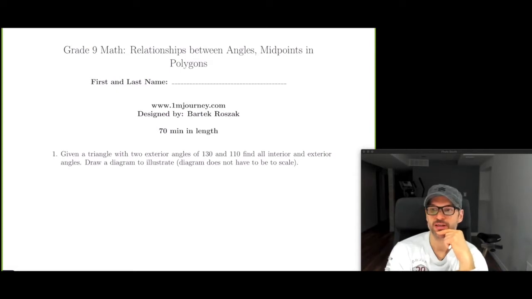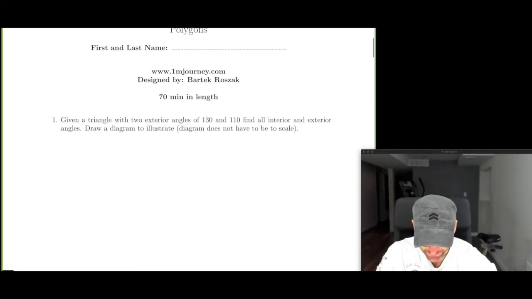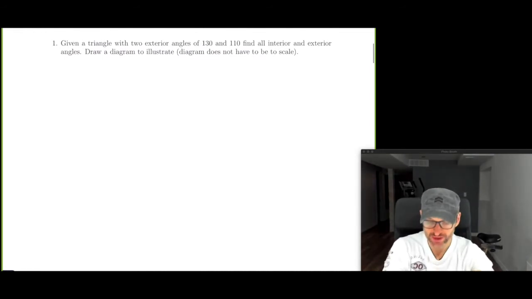All right, so question number 1. Given a triangle with two exterior angles of 130 and 110, I guess that's degrees, find all interior and exterior angles. Draw a diagram to illustrate. It doesn't have to be to scale. So let's do this one.